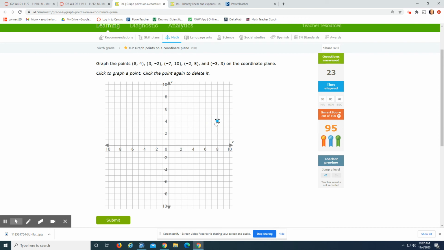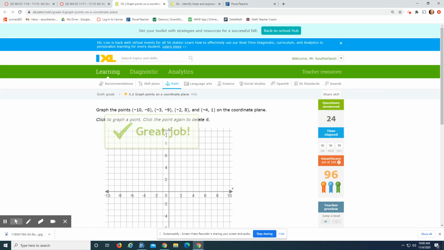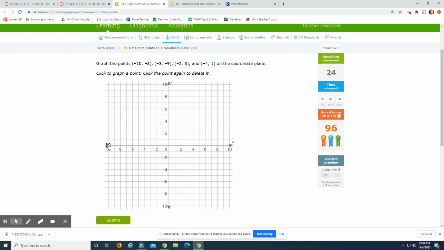8, 4 would be here, then here. 3, -2 would be here. -7, 10 is there. -2, +5 is there. -3, +3 is there. -10, -8, -3, -9. -2, +8 is there, and then -4 is there.